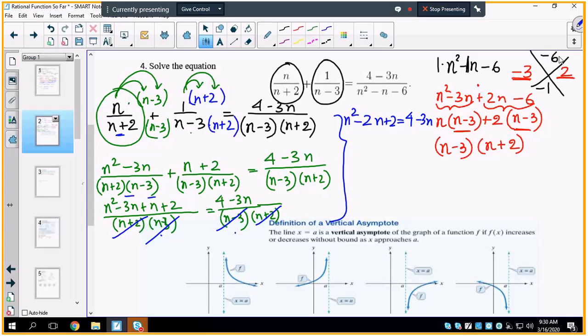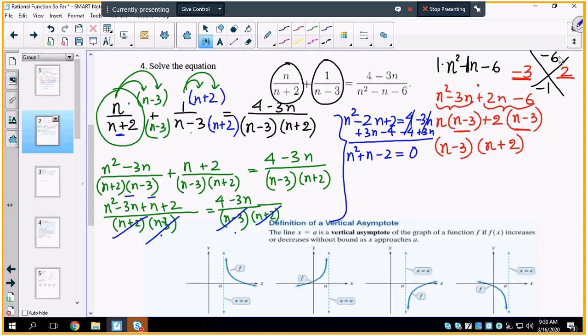Now this one, you know, to solve, I need all terms on one side. So I subtract 4, I add 3n so that the right-hand side is equal to 0. So if I do so, I'm going to end up having n squared plus n, plus 2 minus 4 is a negative 2. And on this side, everything is cancelled and you are at 0.